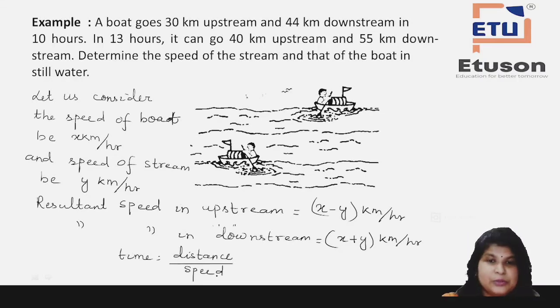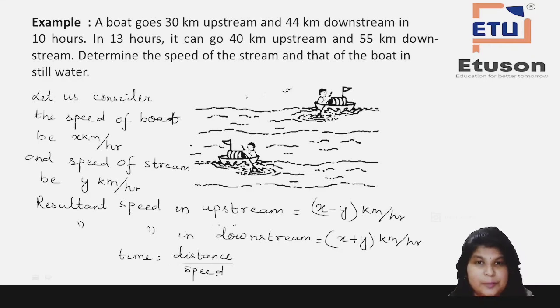Correct or not? So now a boat goes 30 kilometer upstream and 44 kilometer downstream in 10 hours. That means the summation of the time taken to cover 30 kilometer distance in the upstream direction, and the time taken to cover 44 kilometer in the downstream direction, the summation of both the time durations is equal to 10 hours.